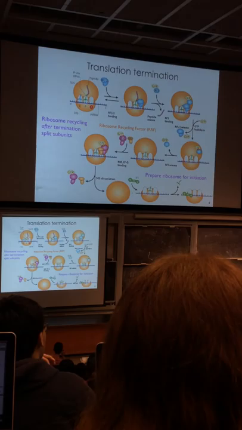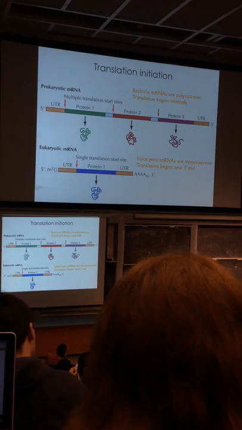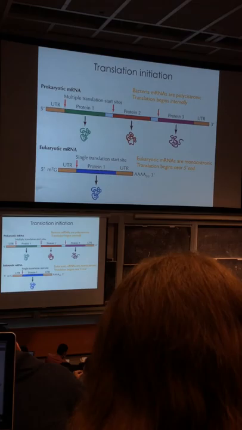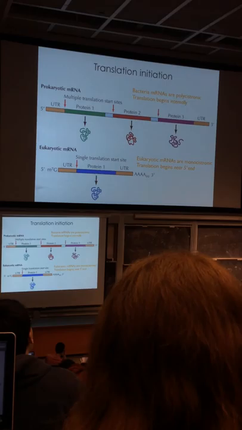So translation initiation is a more complicated process and is also different between bacteria and eukaryotes. A prokaryotic mRNA, like in bacteria, is polycistronic, meaning that a single mRNA can encode multiple proteins, and translation can begin internally, which means the ribosome can hop on right at the beginning of each of these proteins to translate specifically that protein.